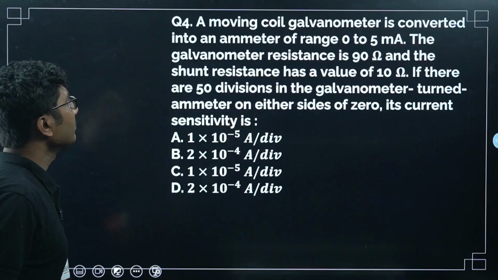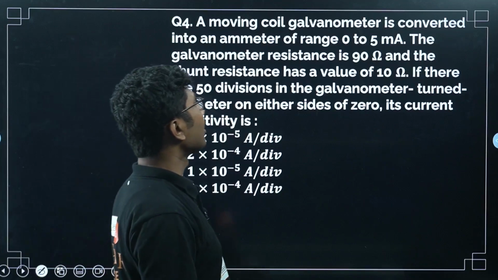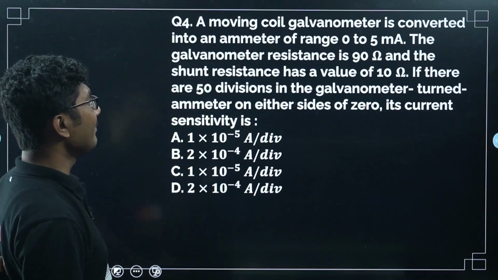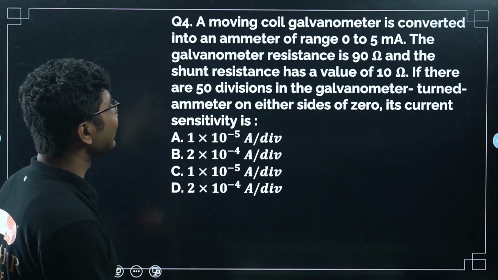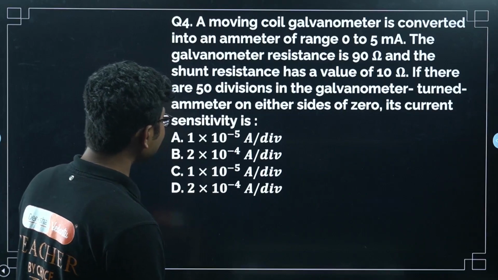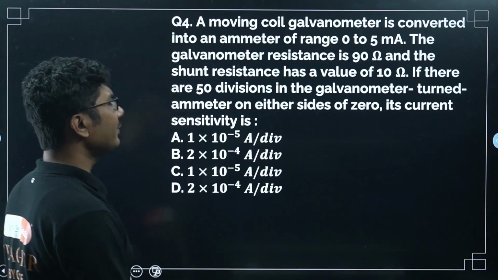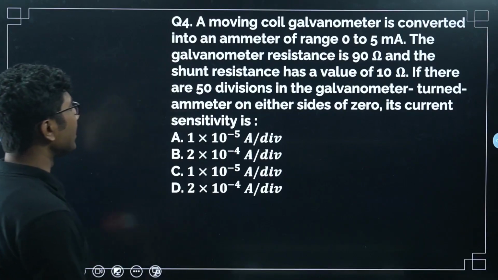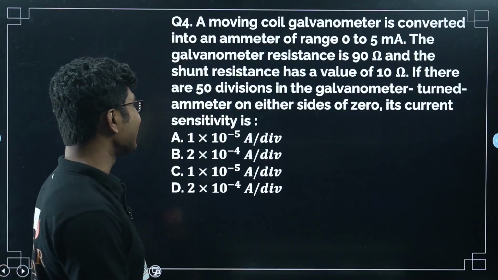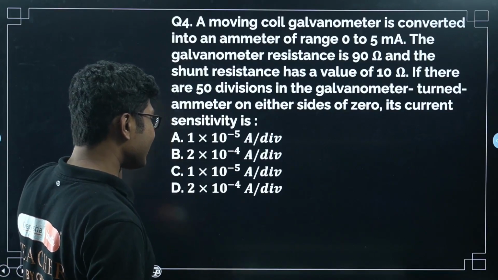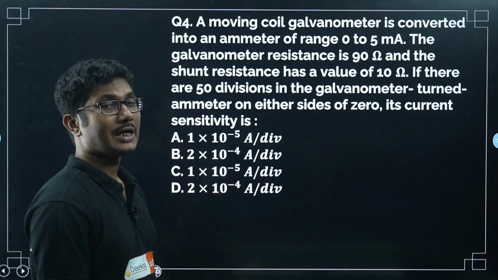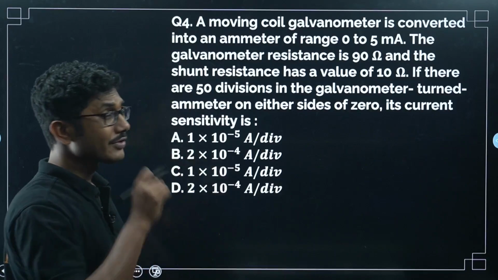Now let's move on. A moving coil galvanometer is converted into an ammeter of range 0 to 5 milliampere. The galvanometer resistance is 90 ohm and the shunt resistance has a value of 10 ohm. If there are 50 divisions in the galvanometer on either side of the 0, its current sensitivity is. Now this question was incorrect. It was given as a bonus question in that year, but I have corrected this question and I will solve it.